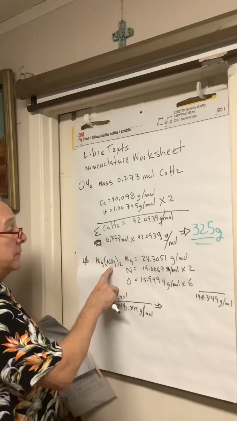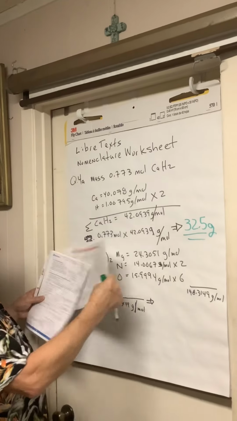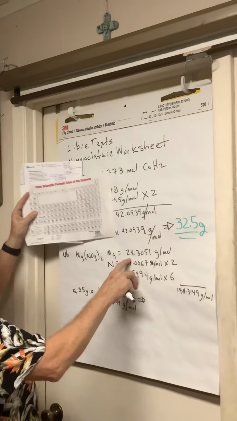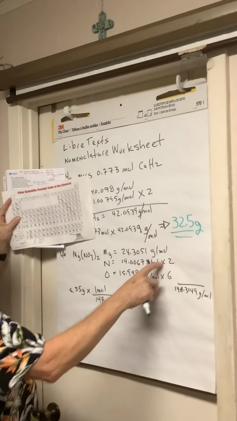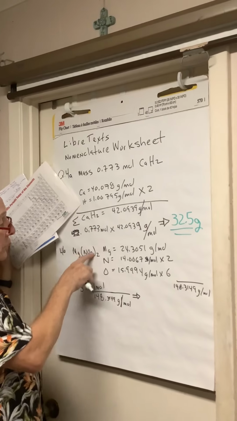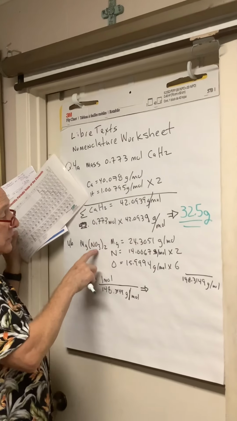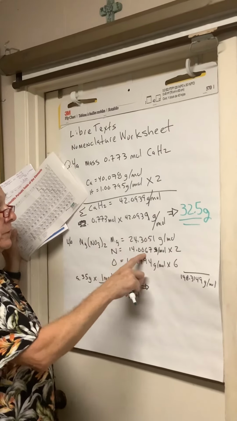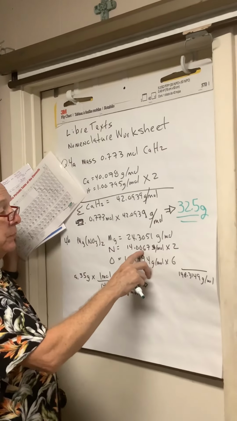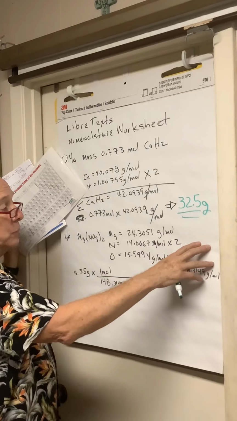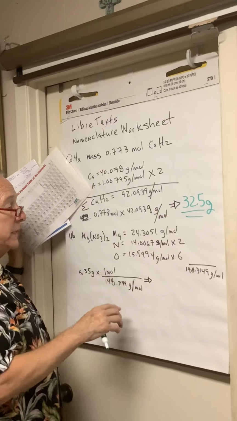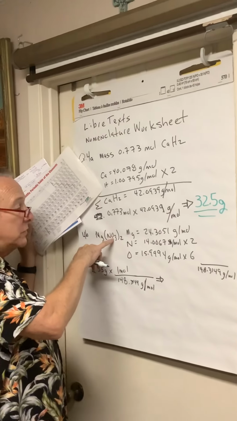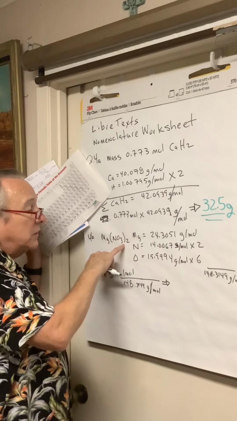So magnesium has a molar mass of 24.3051 grams per mole. Now, in this compound, I've got 2 of these nitrates. So I've got 2 nitrogens, because each one has 1. So it would be 2 times 14.0067, or about 28. So 24 plus 28. And I'm going to have 6 oxygens, because each nitrate has 3, and I've got 2 of these nitrates.